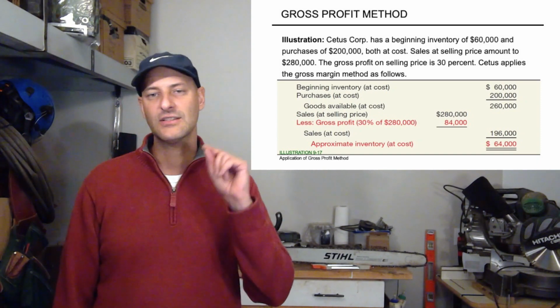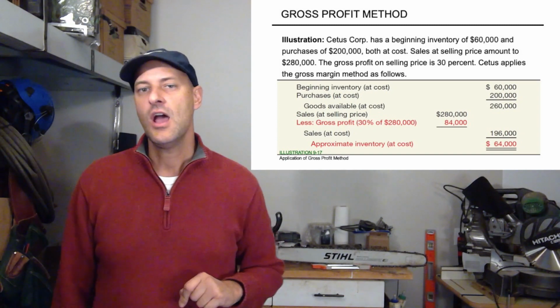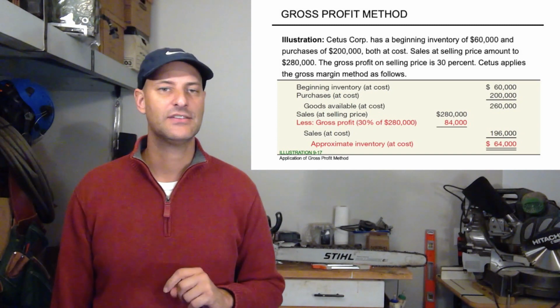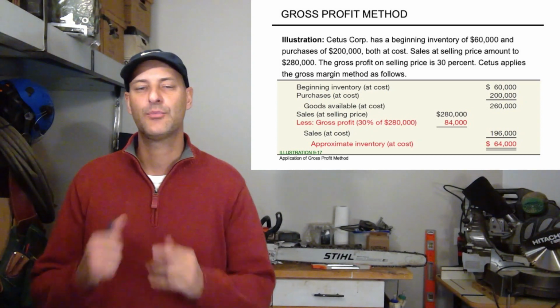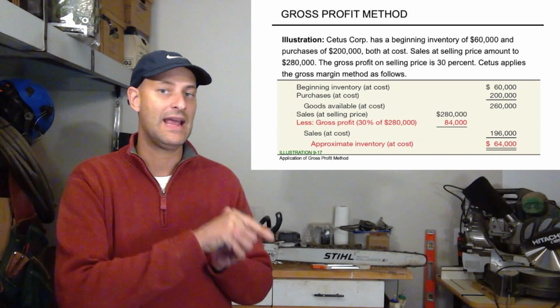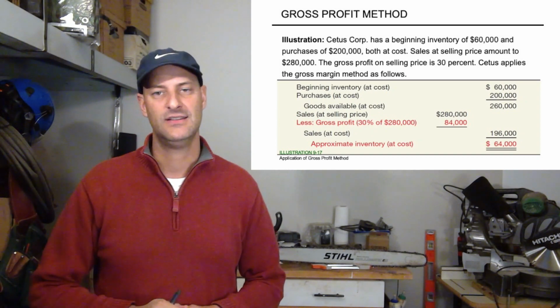So therefore our sales at cost, or the cost of goods sold, are going to be $196,000. If we take that out of our goods available for sale, we get an approximate ending inventory at cost of $64,000. So that is how we use the gross profit method. We use essentially our gross margin or our gross profit percentage to estimate our cost of goods sold for the period.